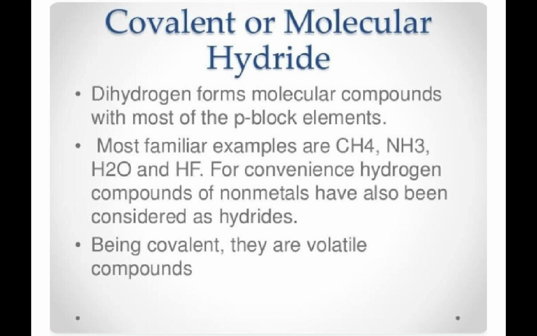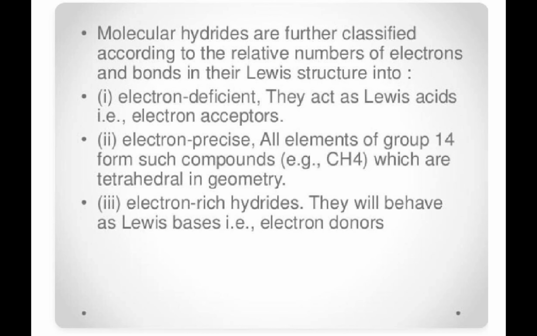What are covalent or molecular hydrides? Dihydrogen forms molecular compounds with p-block elements as well. Very familiar examples to you will be CH4 for methane, ammonia, water, HF and all that. And with non-metals also hydrogen reacts giving hydrides, but being covalent, these are all volatile compounds. And molecular hydrides can be again classified into electron-deficient, electron-precise and electron-rich hydrides based on the number of electrons and bonds in the Lewis structure.